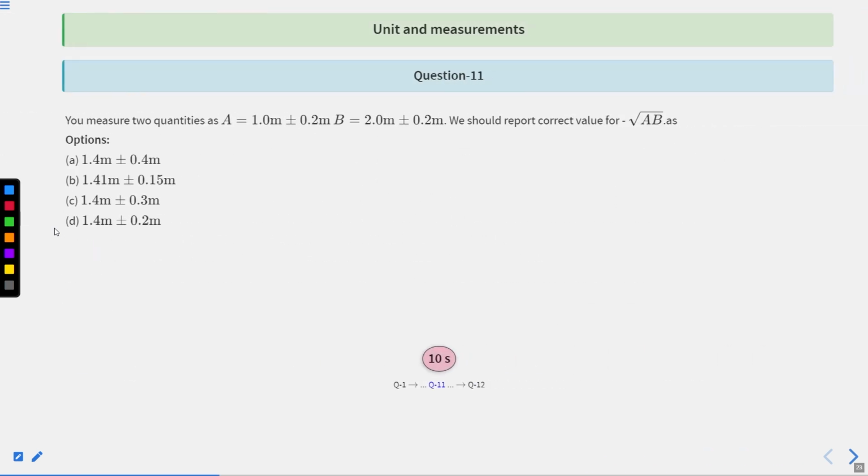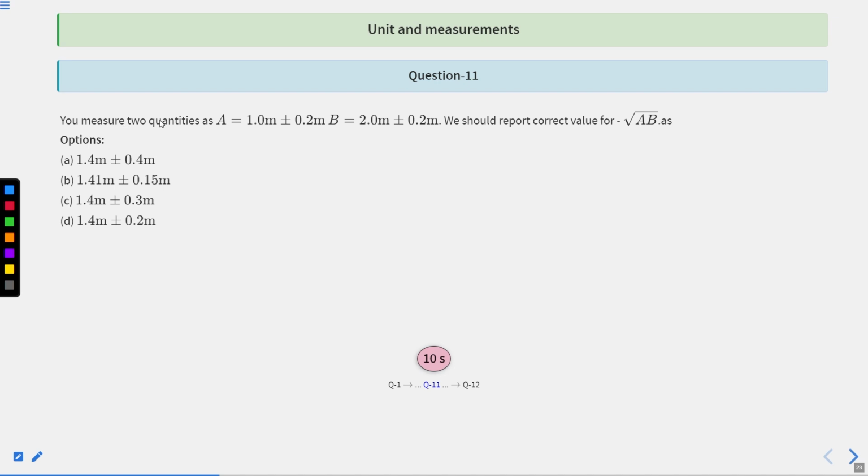Move to the next question. You measure two quantities, A equal to this 1 point meter plus minus 0.2 meter. B is this. We should report the correct value of this as which option is correct. You have 10 seconds to solve this question. Which one is correct? A, B, C, and D. Clear?